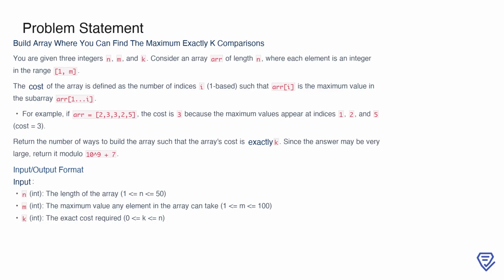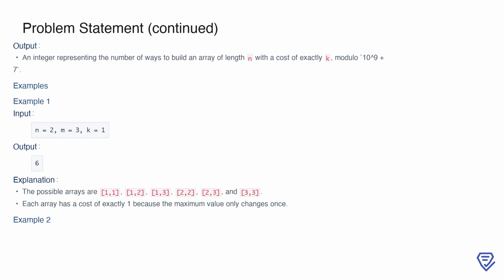Our goal is to find how many different arrays we can build such that the cost is exactly k. Since the total number of arrays can be very large, the result must be computed modulo 10^9 plus 7. To clarify the input and output format, we are given three integers: n, the length of the array, m, the maximum value any element in the array can take, and k, the exact cost we need for the array. The output is a single integer representing the number of valid arrays that satisfy the conditions.